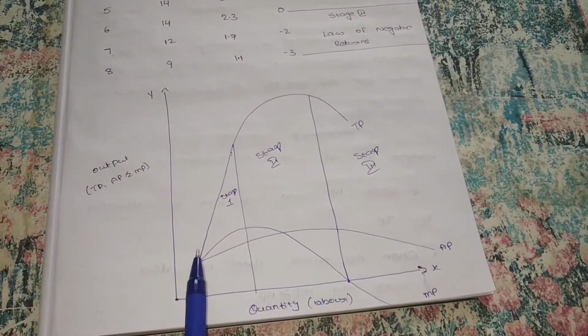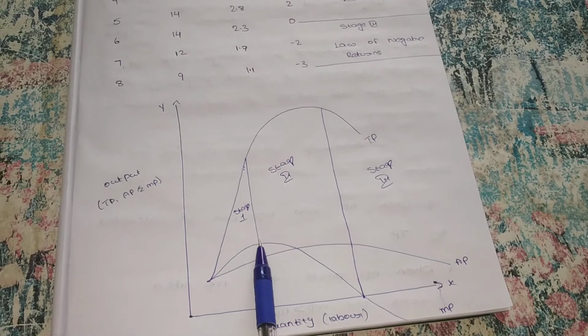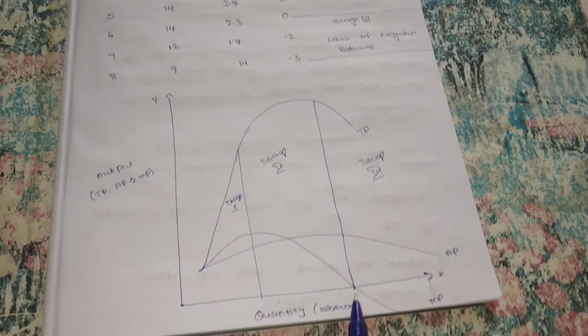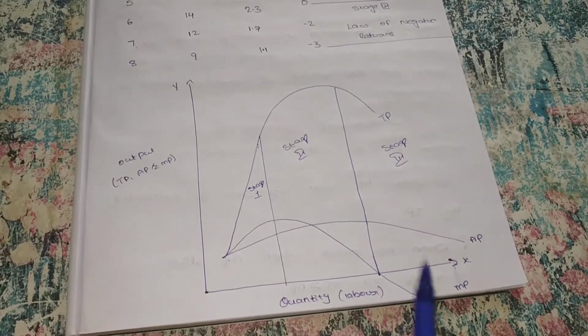Let's see here, marginal product. Marginal product at the first stage is increasing, at the next stage it is decreasing, and at the third level it may become negative. I hope you understand.